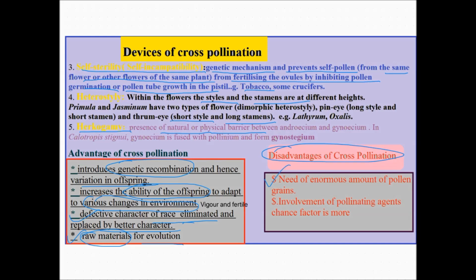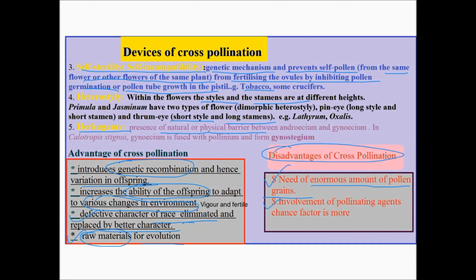First one, there will be need of enormous amount of pollen grains, because pollen grains have to transfer from one flower to another flower of a different plant. So there may be a loss of enormous amount of pollen grains on the way during its transfer. So the flower has to produce a huge number of pollen grains, so that the probability of pollination and fertilization is ensured.